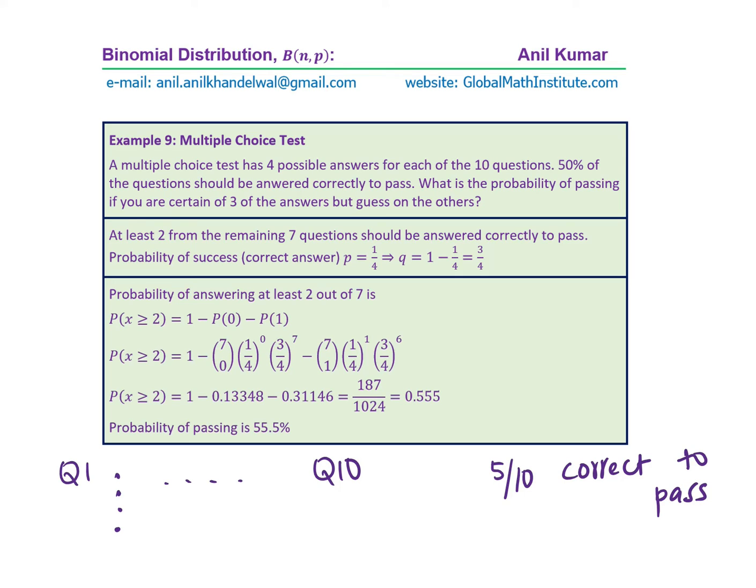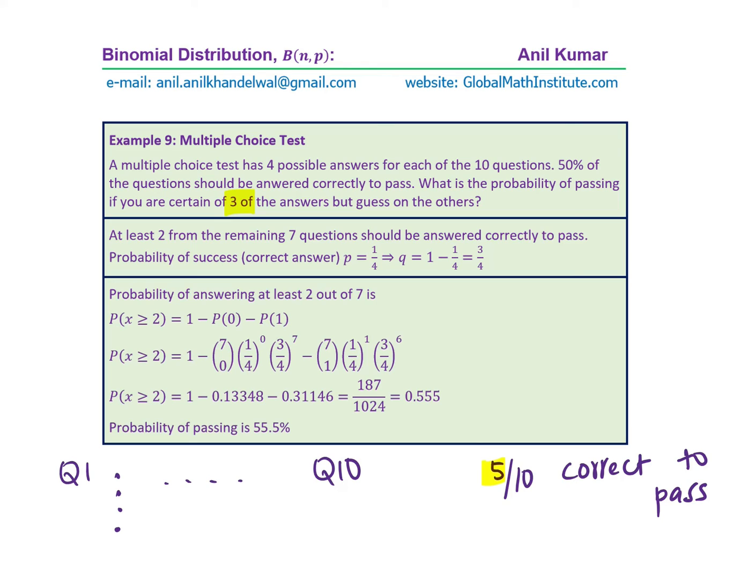Okay. What is the probability of passing if you are certain of 3 of the answers but guess on the others? Oh, so you know 3 correctly, but you need to guess the others. And you know 5 out of 10 should be answered correctly. That means you should get at least 2 correct guesses, right? That is what it is. So now I hope the question is clear.